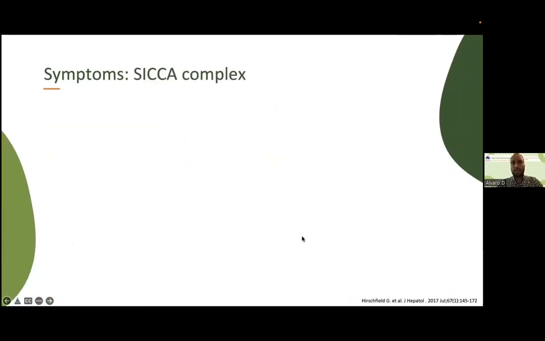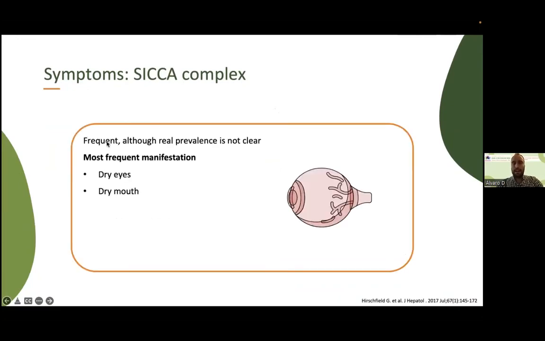So let's move to the third most frequent symptom. In this case it is the sicca complex. It's frequent, although the real prevalence is not clear. The most frequent way of presentation is dry eyes or dry mouth, but other symptoms may be dysphagia and also vaginal dryness. Dysphagia means difficulty swallowing meals, water, liquids, or whatever.